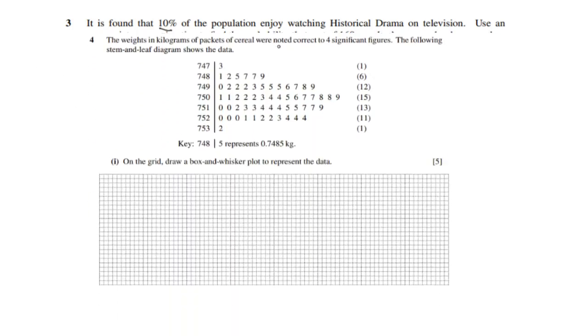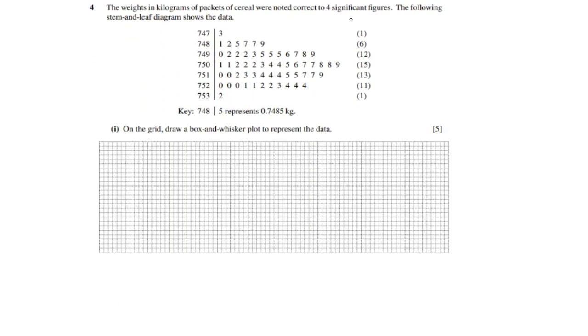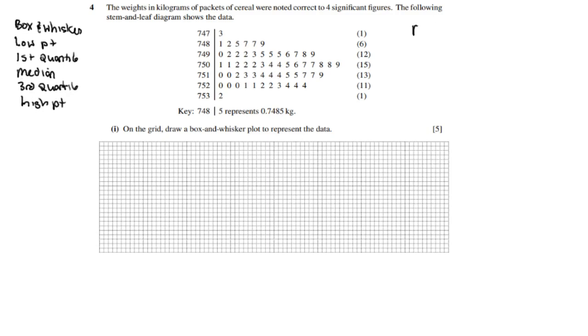Okay? So now let's take a look at number 4. In number 4, they say the weights in kilograms of packets of cereal are listed over here. Obviously, we've got a stem and leaf plot, and they want us to draw a box and whisker plot to represent the data. So it's important that we keep in mind all the things we need when we're doing a box and whisker plot. We basically need the low point, the first quartile, the median, the third quartile, and the highest point. A couple of these pieces are really easy to find.